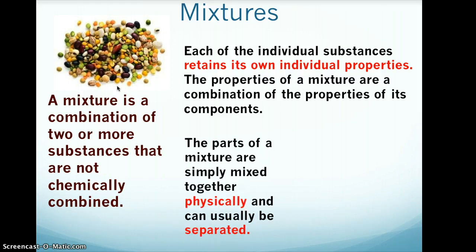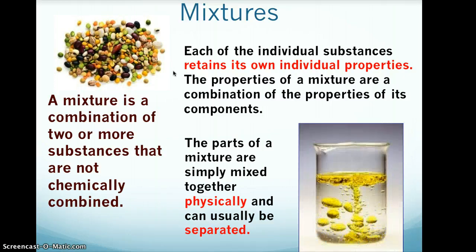The parts of a mixture, remember, are simply mixed together physically and therefore can usually be separated. We can use the individual properties of the components of the mixture to separate them out. So if one component in the mixture has a lower boiling point than another component, then we can use the boiling point to separate those two substances from each other. Another example of how a mixture is simply mixed together would be oil and water. Oil and water is a really good example of a mixture.